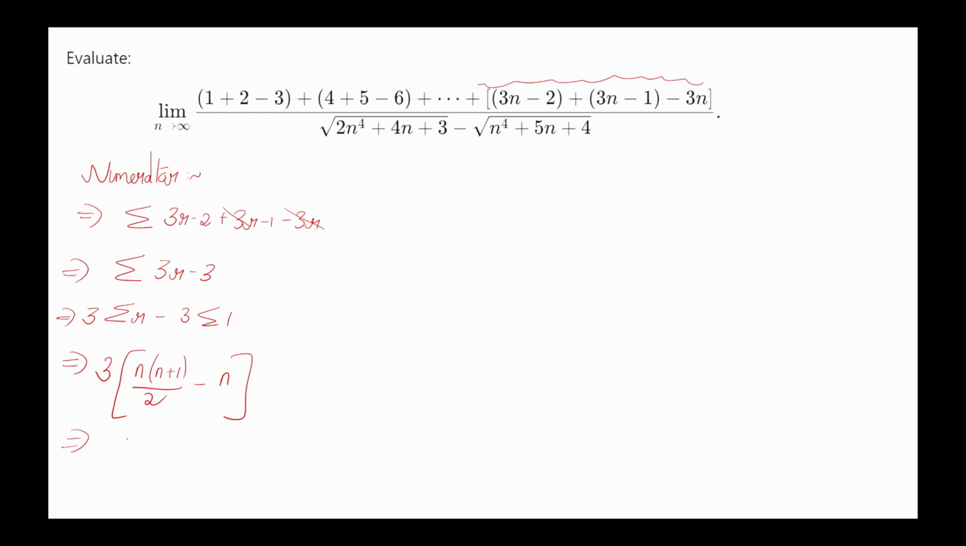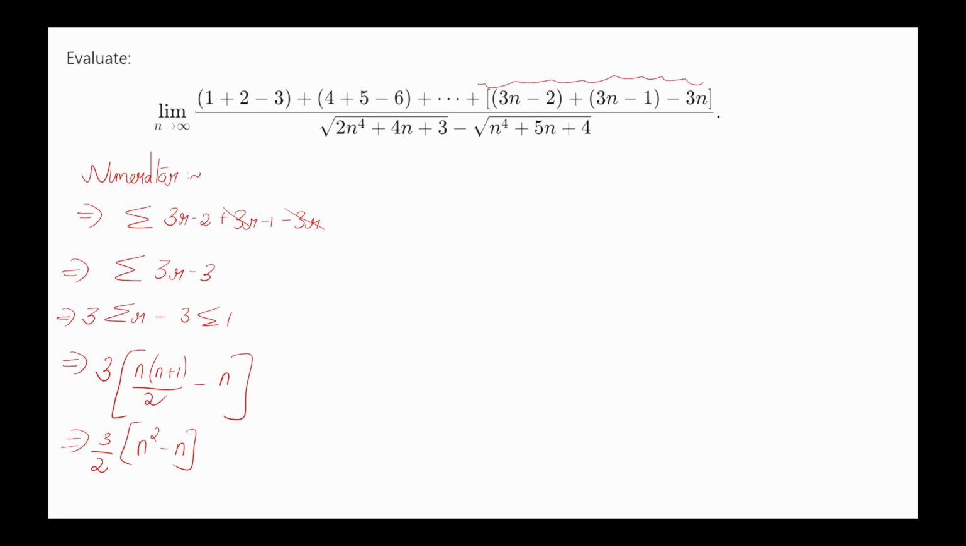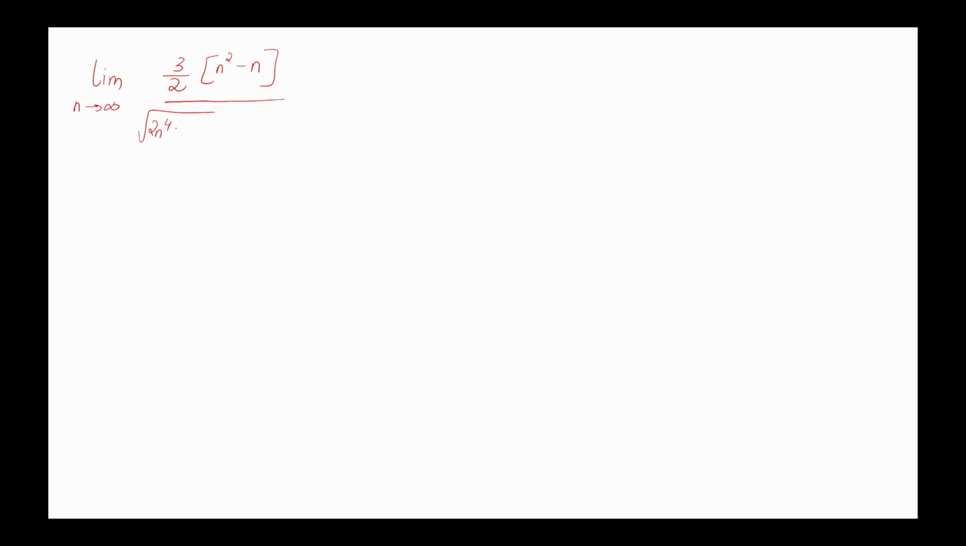So now if I try to solve this, this would become n square plus n minus 2n. So this would become n square minus n into 3 by 2. This is what I'm going to have as my numerator. Now let me write it down in a more proper way. So I have basically limit n tending to infinity. In my numerator, I have 3 by 2 n square minus n. And in my denominator, I have root under 2n to the power 4 plus 4n plus 3 minus root under n to the power 4 plus 5n plus 4. So this is what is in my denominator.